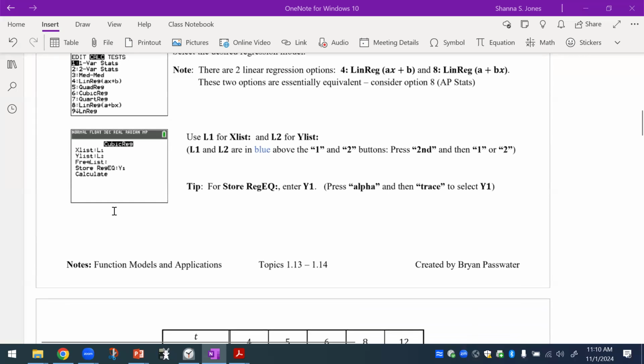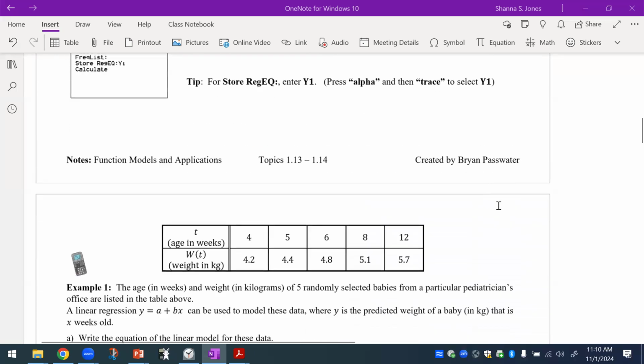Storing is important because when you store it, it creates the equation for you in Y1 and it automatically graphs for you under your graph. So we would store it. To go down to store, you come here. And remember, after the update, on the fancy calculators, you just have to press alpha and then trace to select Y1.